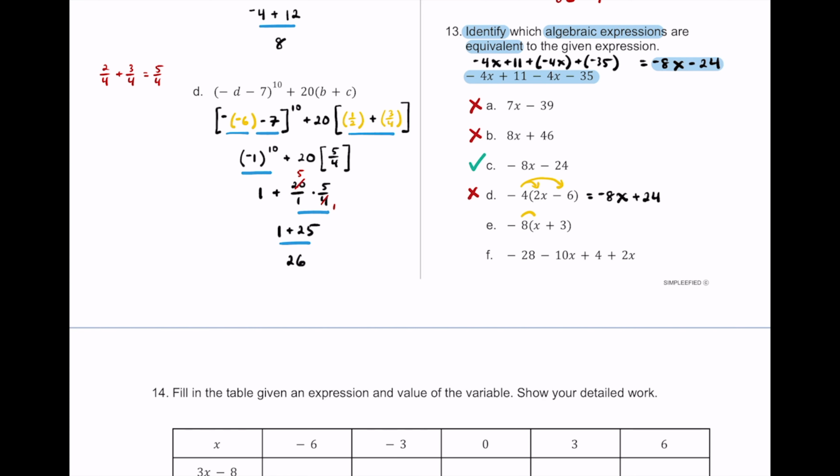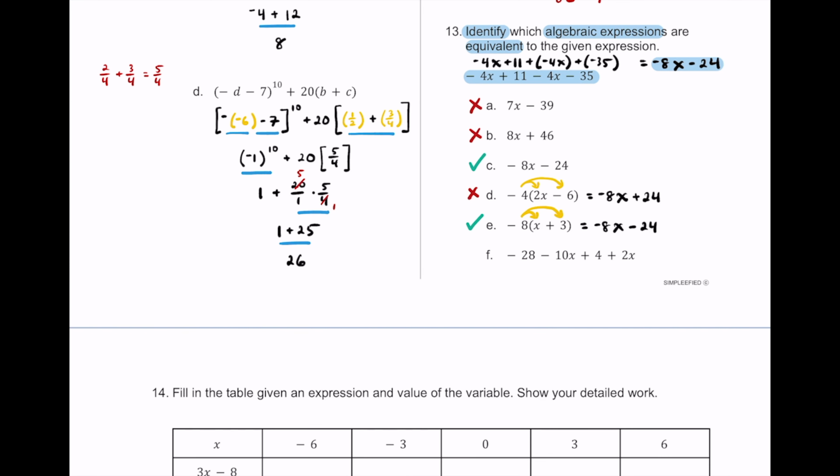For E, we can go ahead and distribute this negative 8, so negative 8 times x, or 1x, that's going to be negative 8x, and a negative 8 times positive 3 is a negative 24. So hey, that's actually what we wanted, negative 8x minus 24, negative 8x minus 24. So this is an equivalent expression.